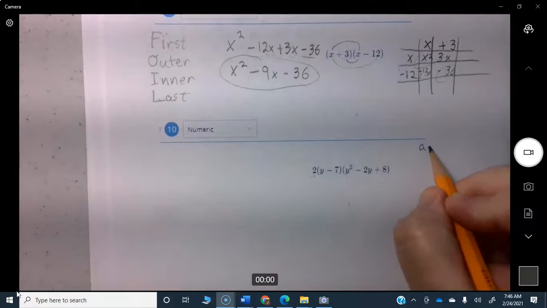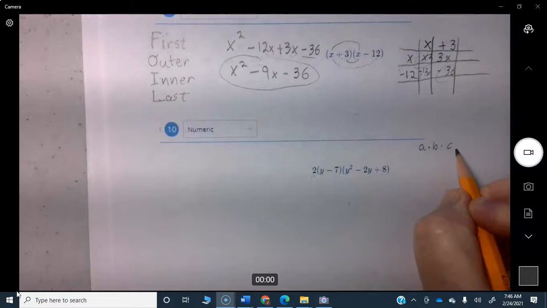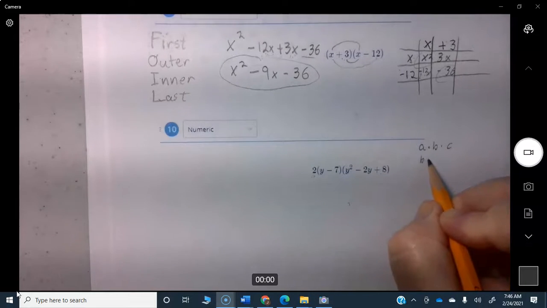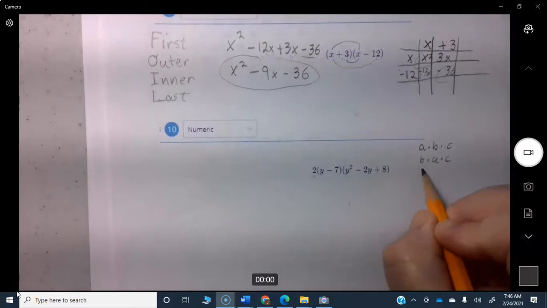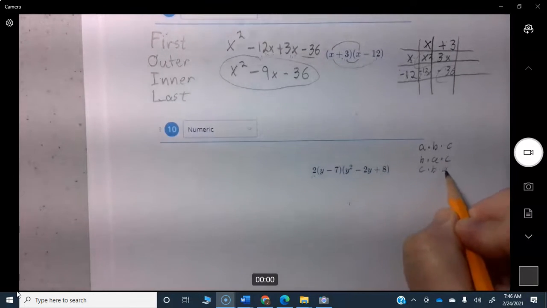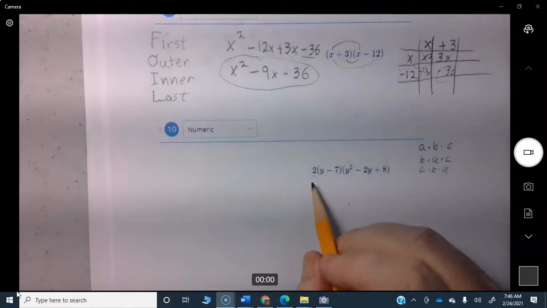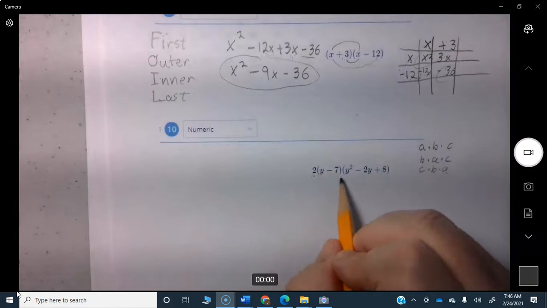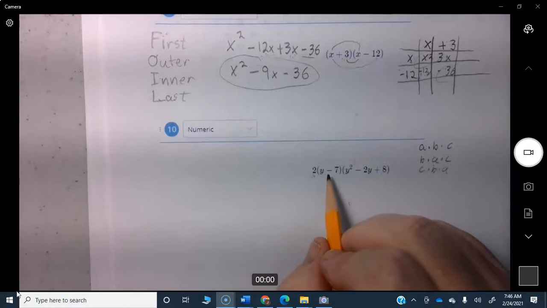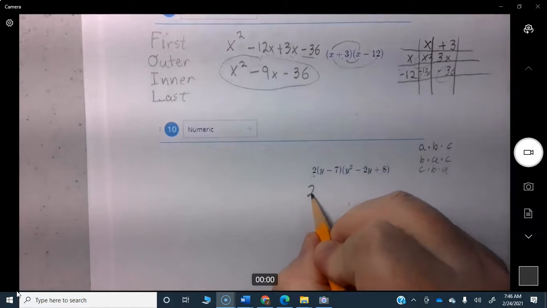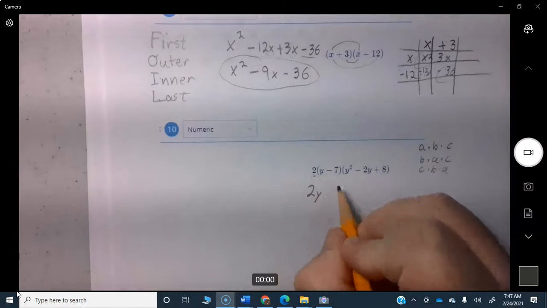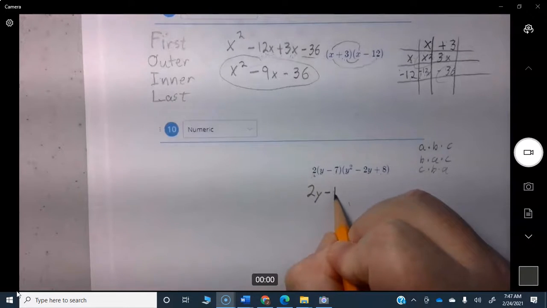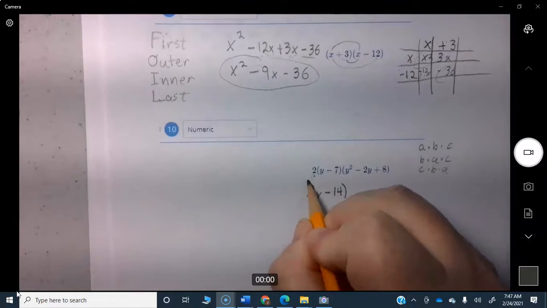In other words, A times B times C is the same as B times A times C is the same as C times B times A. You can do them in any order. So I can multiply the 2 by all of this and then multiply by this. But since this is simpler and it's closer, I'm going to do this. So this is going to become 2y, and 2 times negative 7 is negative 14. I'm going to put that in parentheses.